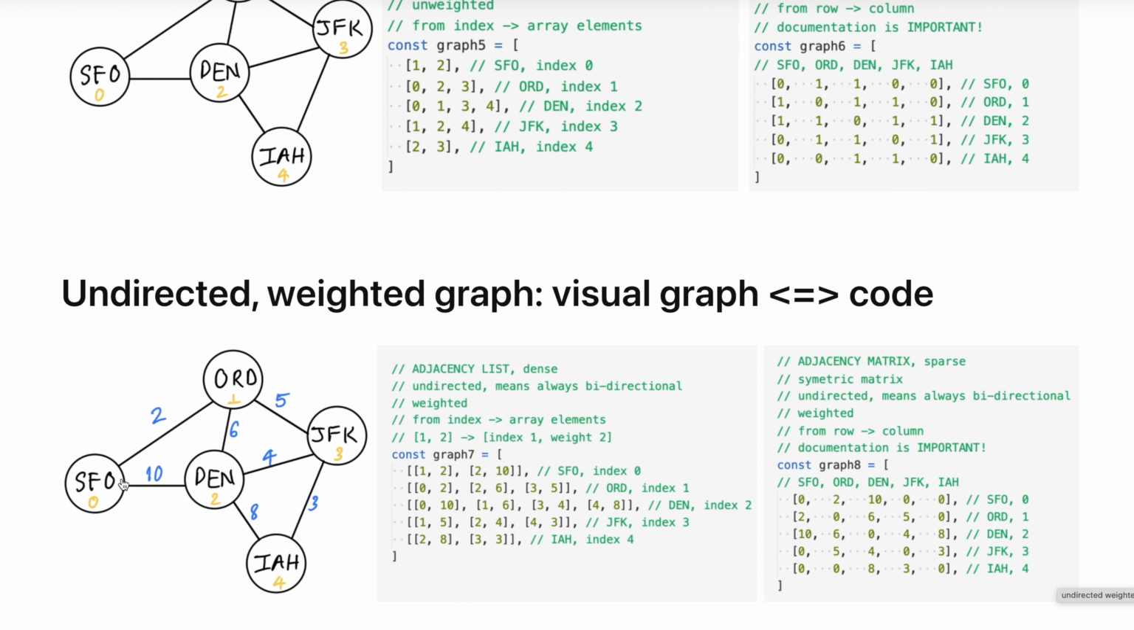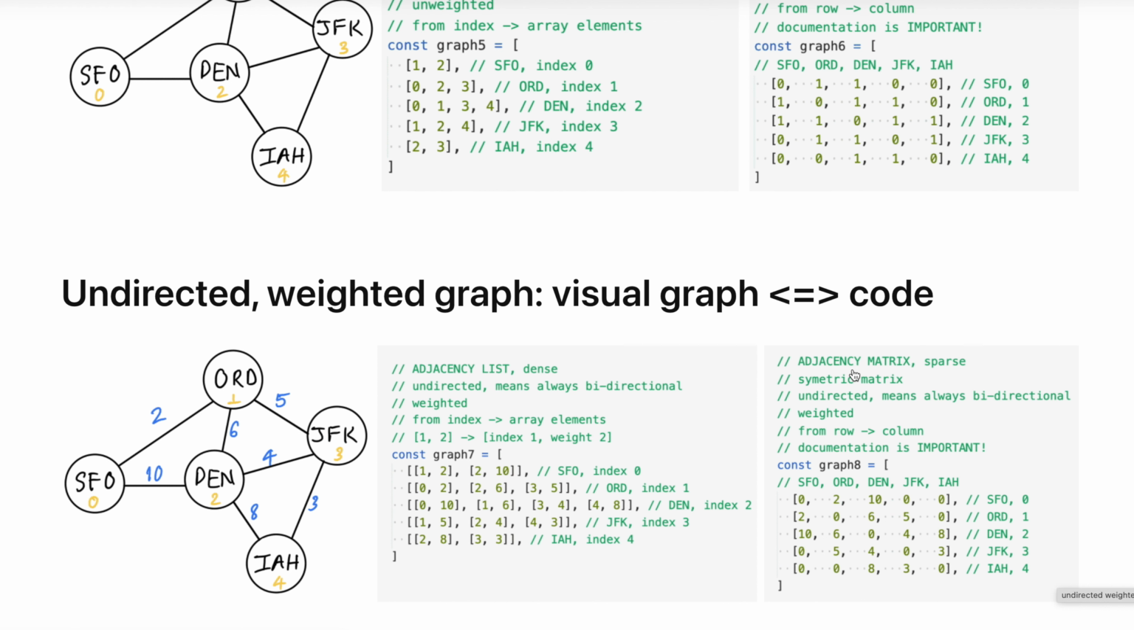Next, SFO is also connected to DEN index 2 with the weight of 10. So in this list we see 2, the index of DEN, and 10, the weight of the connection. Then we're gonna keep repeating this step for the remaining nodes to create our adjacency list presentation of this graph.